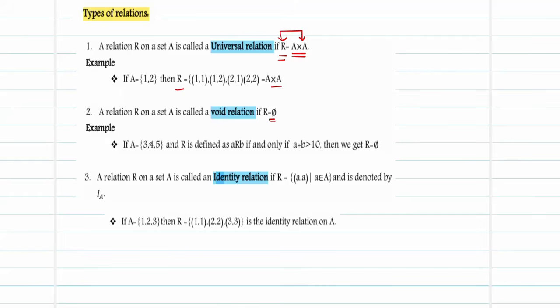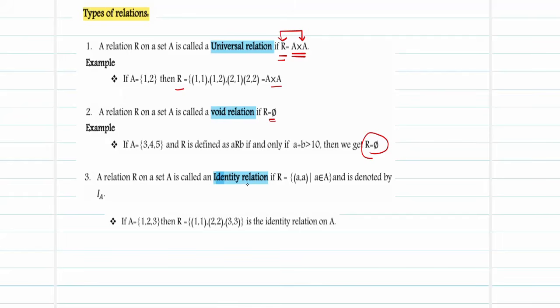So I add these elements: 3 plus 4 is 7, 4 plus 5 is 9, 5 plus 3 is 8. So I have no elements that satisfy the relation a plus b greater than 10. Hence my relation has no element in it.